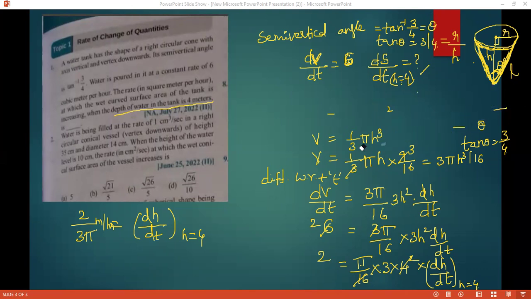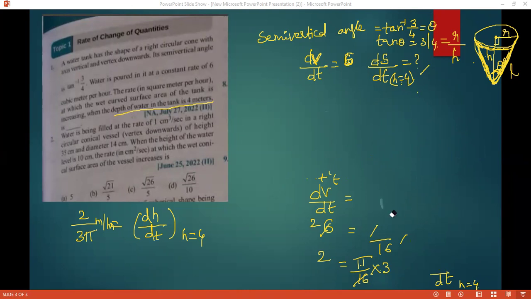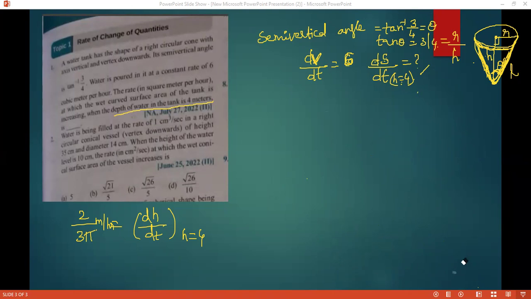I am erasing this part and I will go with curved surface area, right? Because what they asked in the question is the rate in square meter per hour at which the wet curved surface area of the tank is increasing. So the wet curved surface area of the cone is nothing but S, generally we denote with S. So what is the curved surface area? This is going to be pi r l, right? So pi r l.